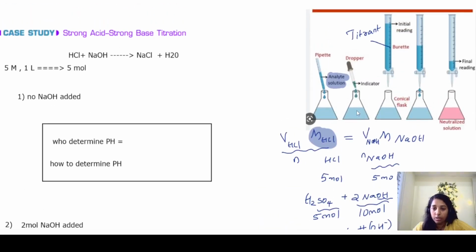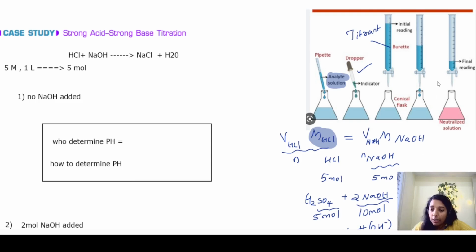That's the indicator's role, right? So before doing this titration, before you add the NaOH from the burette, you add some indicator. 1 or 2 drops of indicator is added. When you add an indicator, it will change color. You can select the appropriate indicator. So at the endpoint, at the complete neutralization point, it will change the color of the reaction medium, like the conical flask solution.